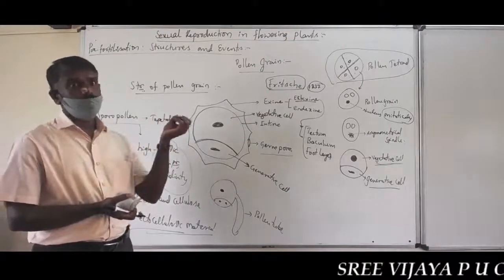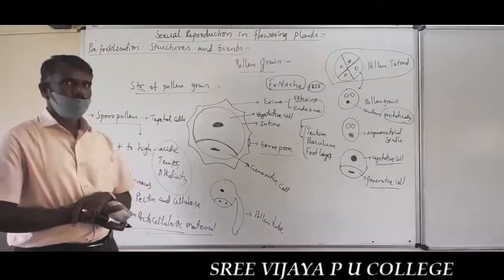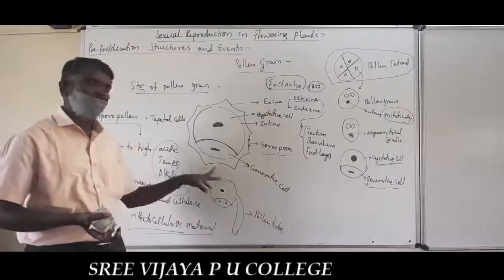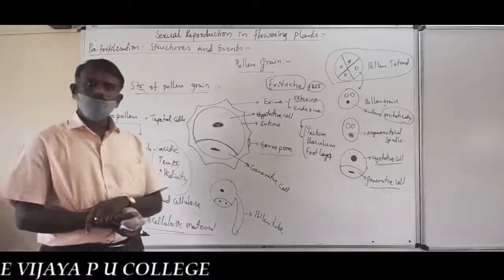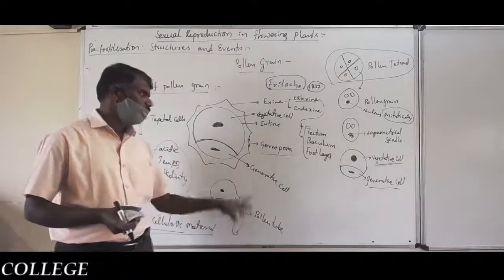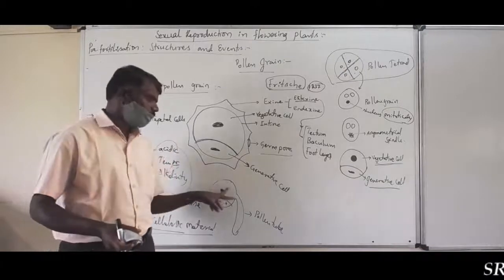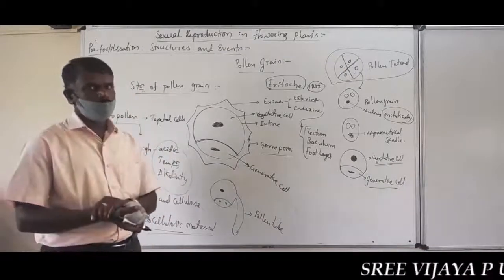Once the pollen is released, the complete pollen is matured inside the anther. In nearly 40% of angiosperms, the pollen is released at the 3-celled stage. In the 3-celled stage, the cells are a generative cell and 2 male gametes.